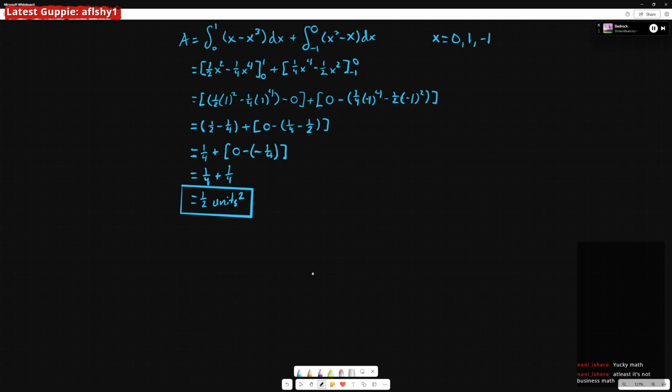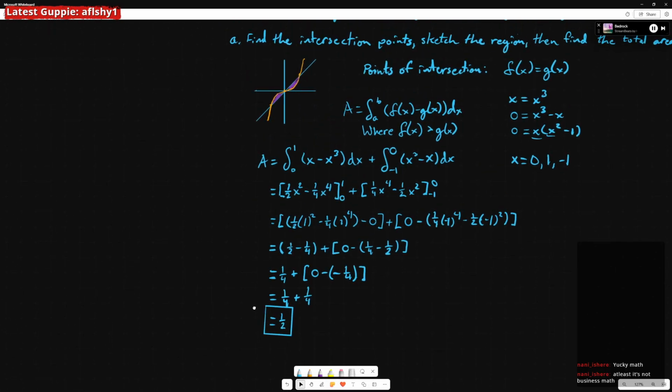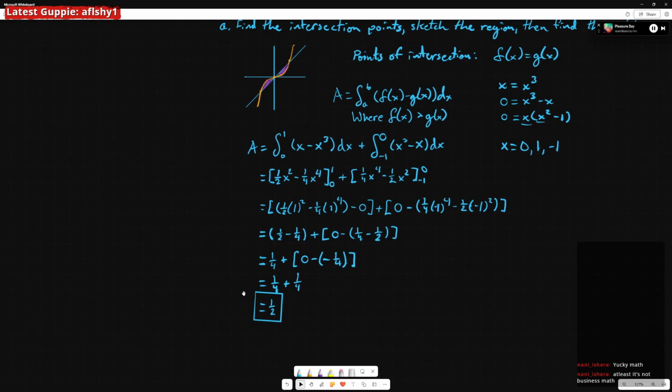Technically, we don't really have to write this because there's no specification of units. So we're just finding the area as a numerical value, which is just that. Okay. B down here.